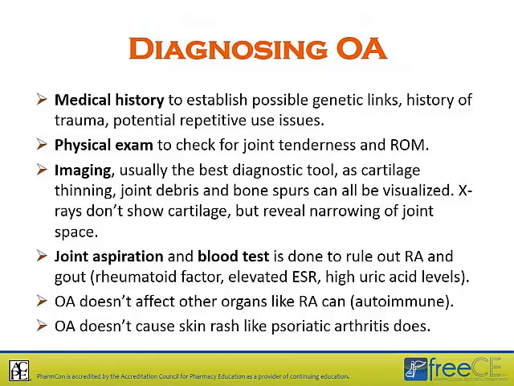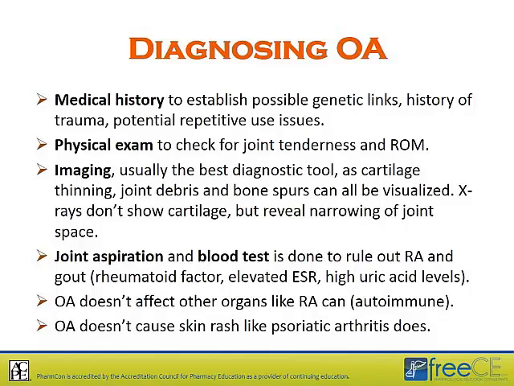To start with, a medical history is important to establish possible genetic links within the family. History of serious trauma, such as motor vehicle accidents, and potential repetitive use issues, depending on what the person does for a living. Physical exam is important in order to check for various symptoms, such as joint tenderness, pain, enlargement, or reduced range of motion. Imaging, of course, is an excellent diagnostic tool. Cartilage thinning and joint debris, bone spurs can all be visualized on MRI, CT, and X-ray.